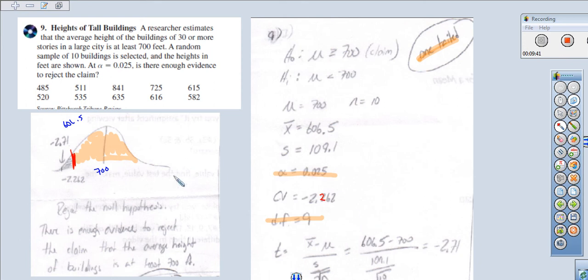Once again, we already talked about why it was negative, because our average was 606.5, which is less than the mean, and that's why we knew to use the negative critical value instead of the positive that came from the table.